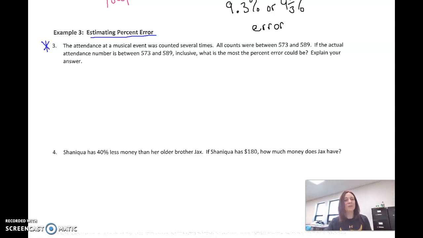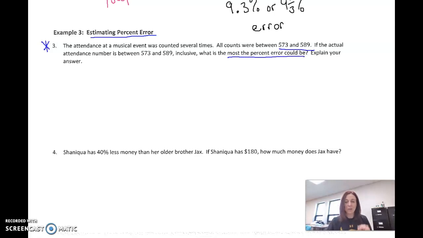The attendance at a musical event was counted several times. All counts were between 573 and 589. If the actual number is between those, inclusive, meaning it's inside those two numbers, not going to be outside of them, we know it's somewhere in between. What is the most the percent error could be?